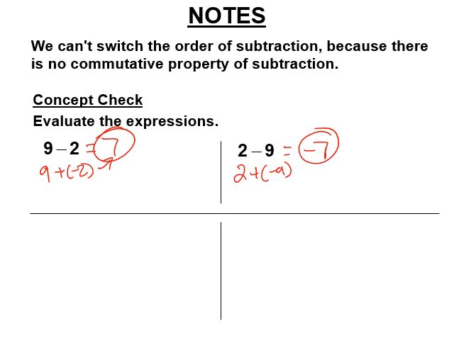It turns out when you switch a subtraction problem around, you get the opposite answer. When you switch an adding problem around, you get the same answer. When you switch a subtraction problem around, you get the opposite answer. So that's a nice shortcut, right? If 8 minus 6 is 2, if you switch it around, you have to get the opposite. You could write it out. 6 plus negative 8 is negative 2.